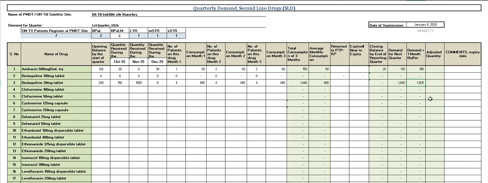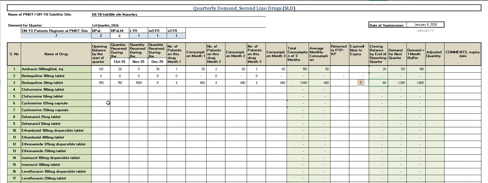For example, we just change some data. For example, we don't have 290, but we have, again, you will keep this in mind that 1440 was the demand, and with the addition of 1 month buffer, the demand has become 1920 tablets. So let's change some data here. For example, you were having not 290 tablets, but 350 tablets. But let's see how the demand has changed.